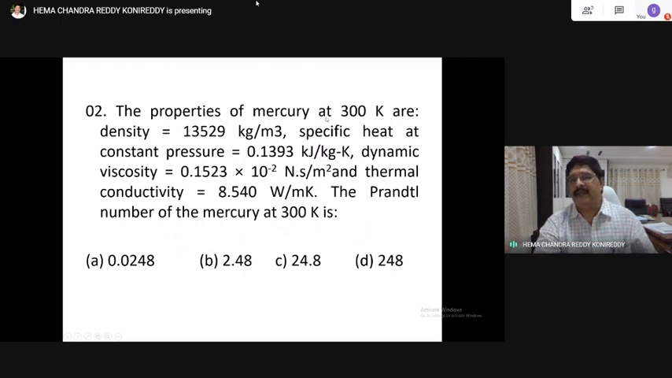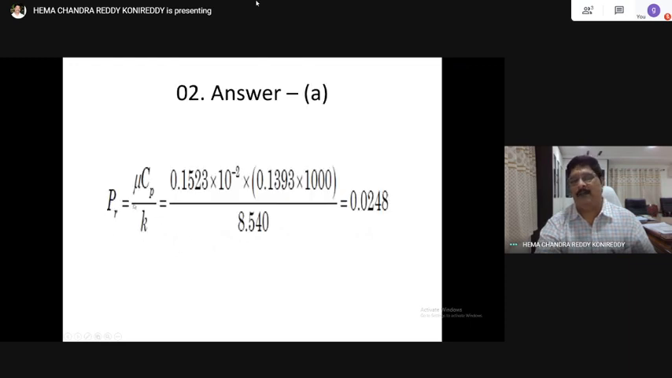So therefore you calculate the properties of mercury at 300 Kelvin: density, specific heat at constant pressure. Specific heat is given, density is given, dynamic viscosity is given, and thermal conductivity is given. The Prandtl number of mercury is mu Cp by K. Simple. Prandtl number for any fluid is mu Cp by K. Mercury is also a fluid, and therefore you substitute the values of mu, Cp and K to get this.